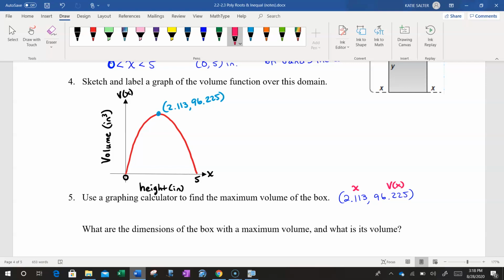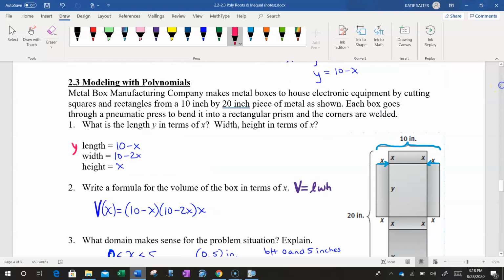You may just for your own purposes remember that this represents x and this represents V of x. So then it goes on to say, what are the dimensions of the box with a maximum volume, and what is that maximum volume? To answer that question, what we now have to do is take this x value and substitute it back into our expressions for the length and the width and the height. I'm pretty much just substituting right here.